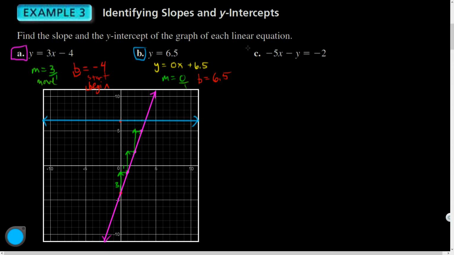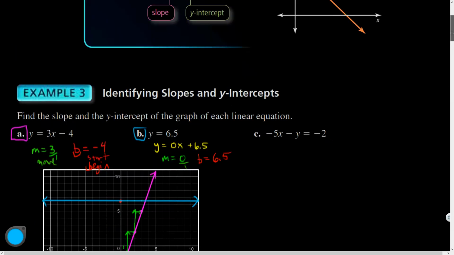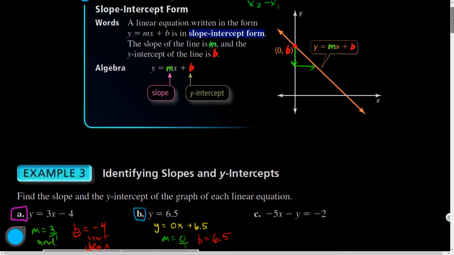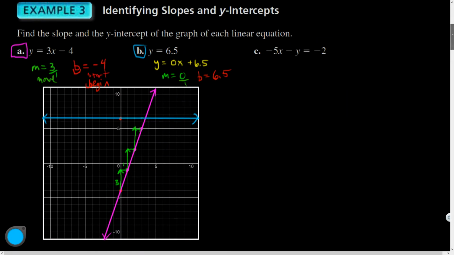All right, part C. What is the slope? Now the problem, friends, is this equation is not in slope-intercept form. I don't know its DNA. You just sent an innocent man to jail. I've got to write this as y equals mx plus b. So what I need to do is solve for y.